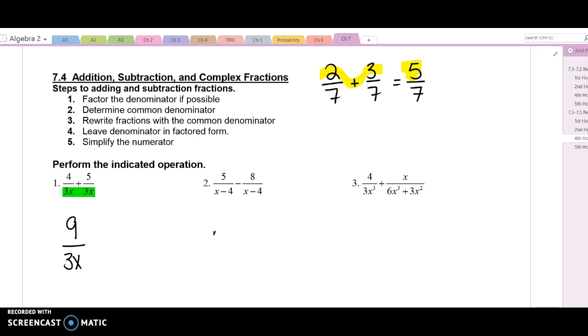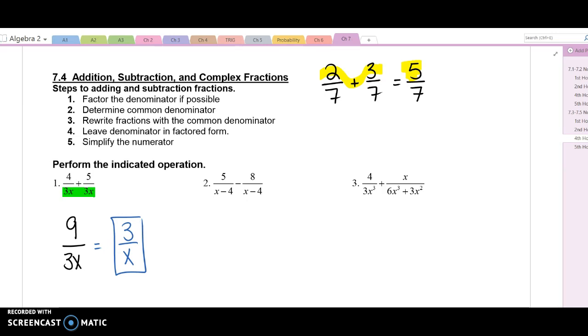But do you notice that 9 over 3x could be simplified further? So what is 9 divided by 3? 3. So our answer is 3 over x. Okay, try number 2 on your own.